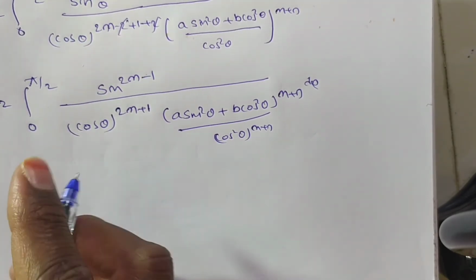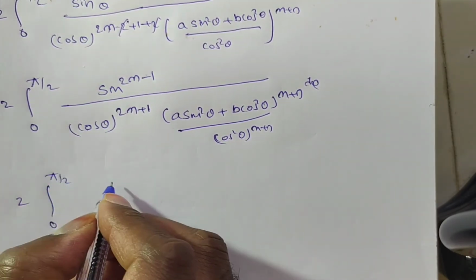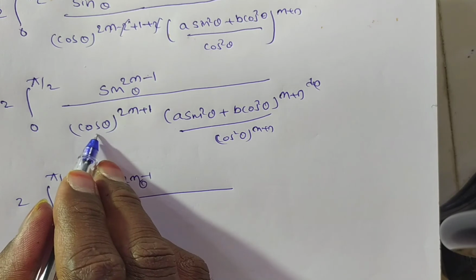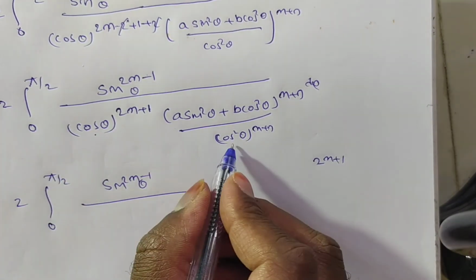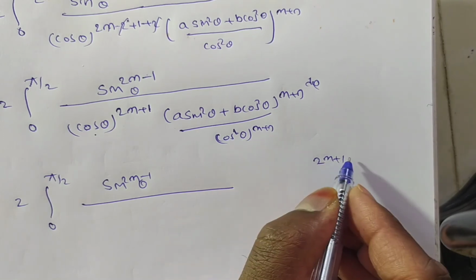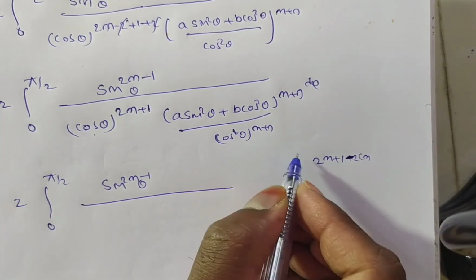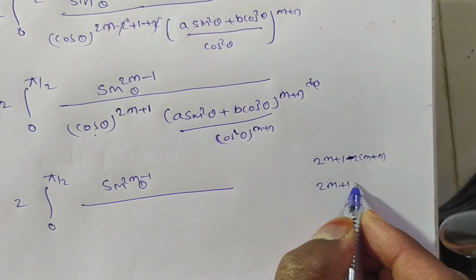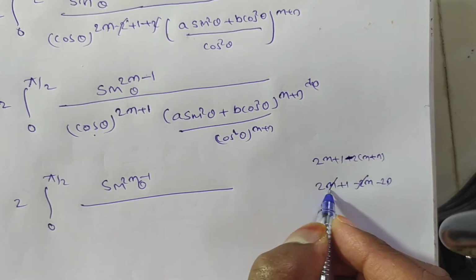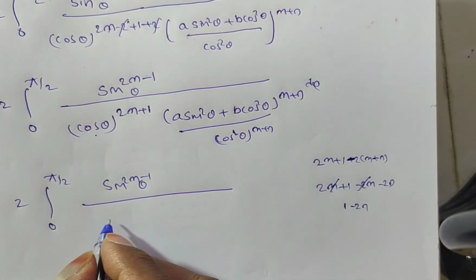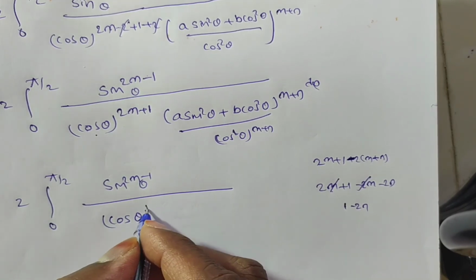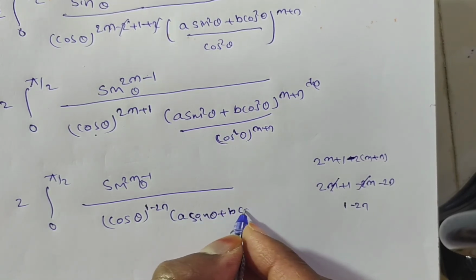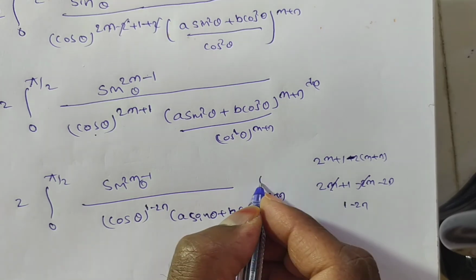Now you can simplify this. You see, you will have integral 0 to pi by 2 sin to the power of 2m minus 1 theta divided by cos power 2m plus 1, and in the denominator you have this square power, so 2 times m plus n. This is minus because it is in the denominator. So 2m plus 1 minus 2m minus 2n, the minus 2m and plus 2m getting cancelled. Then you will have 1 minus 2n. So I am writing here simply cos theta power 1 minus 2n into a sin square theta plus b cos square theta power m plus n into d theta.